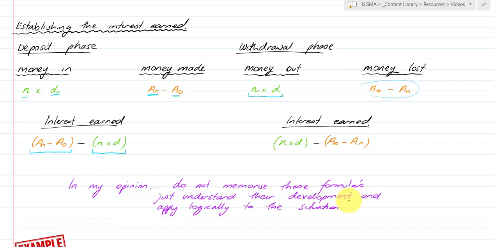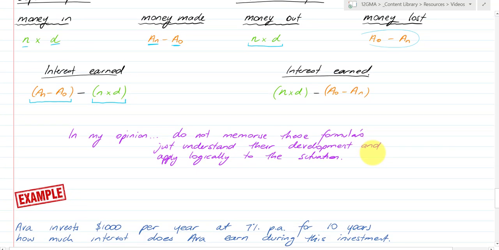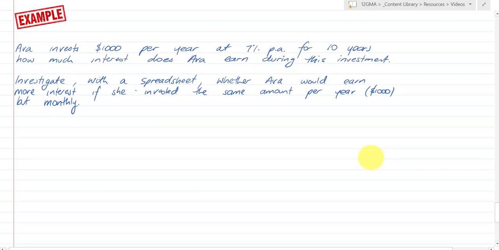Hopefully you can see that's a really logical process. Just think about how much money I have personally put in or personally taken out, and how much the investment has changed in value. If you equate those two, you're going to get something that represents interest. In my opinion, probably don't memorize these formulas. So let's look at an example of this.